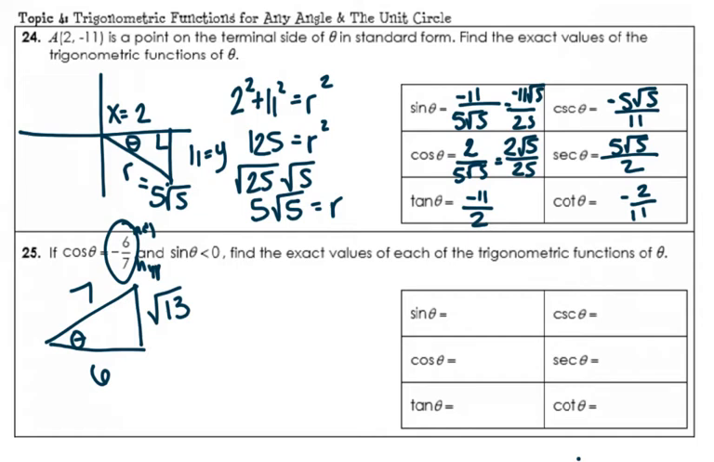So the sine is going to be square root of 13 over 7. Cosine will be negative 6 over 7. Tangent will be square root of 13 over 6.